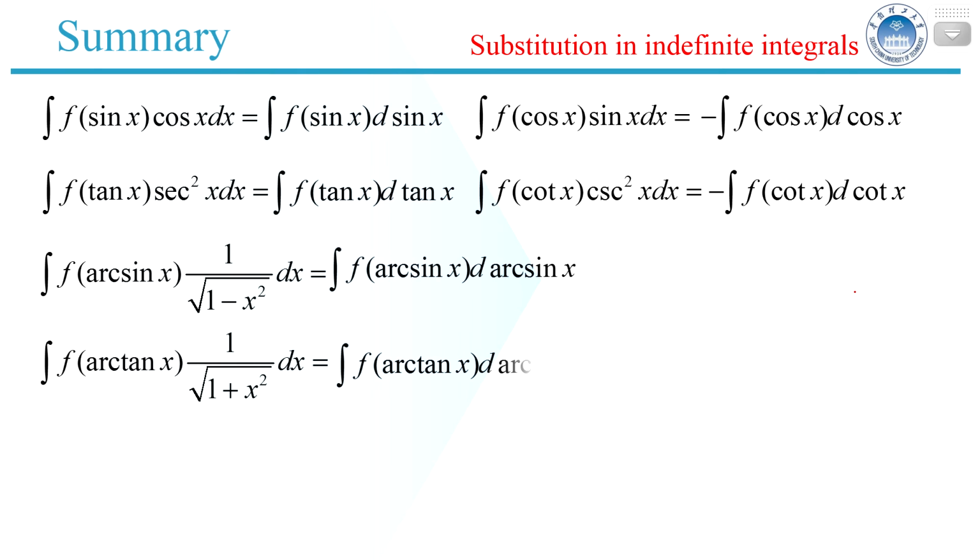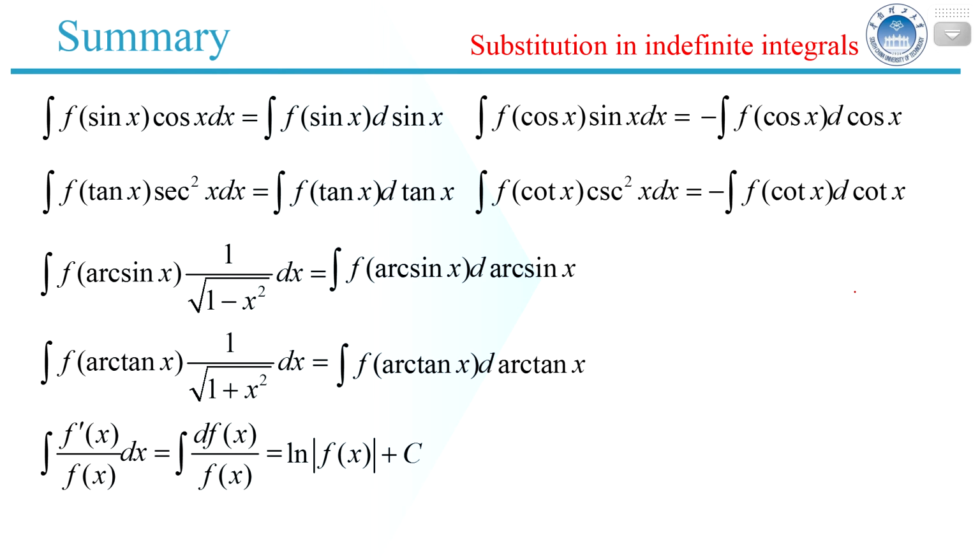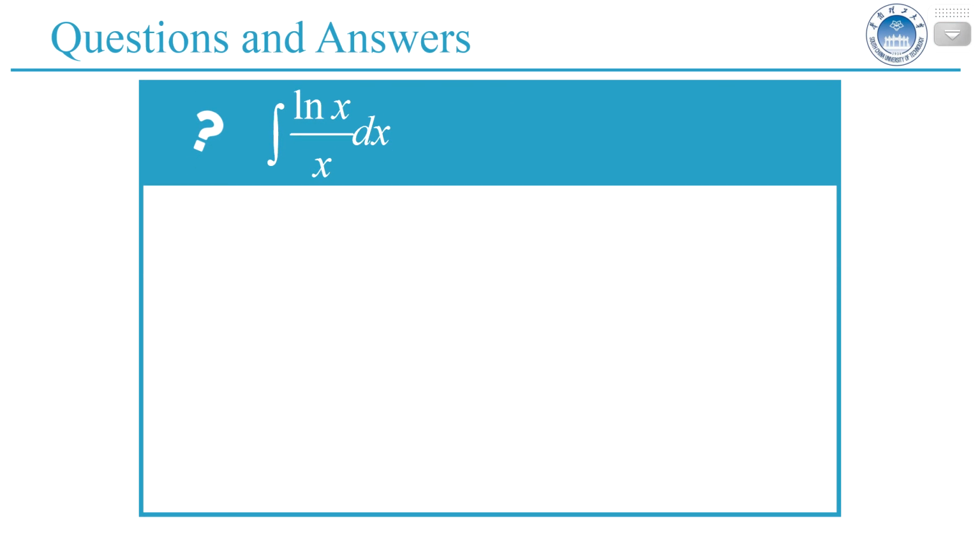Another equals f of arc tangent x, d arc tangent x. Go on, f prime x over f x. f prime x dx taken in becomes du over u, which equals ln the absolute value of f(x) plus c. Try to understand the formulas.